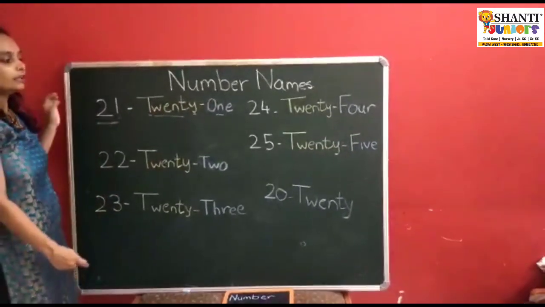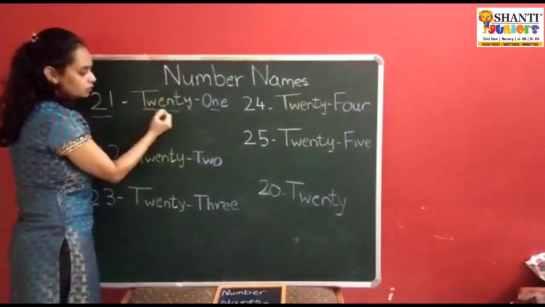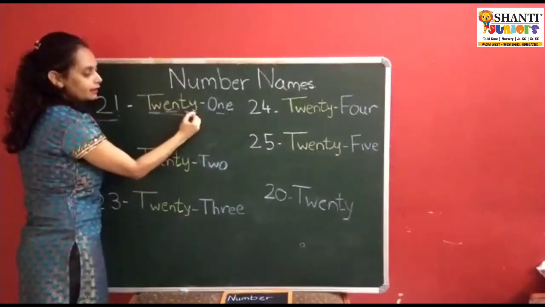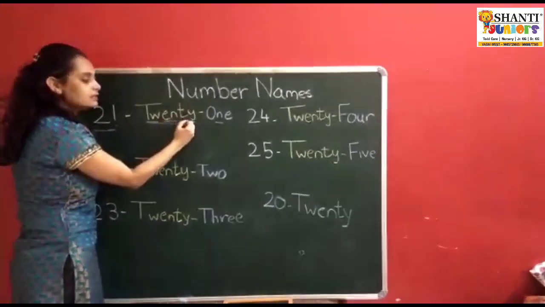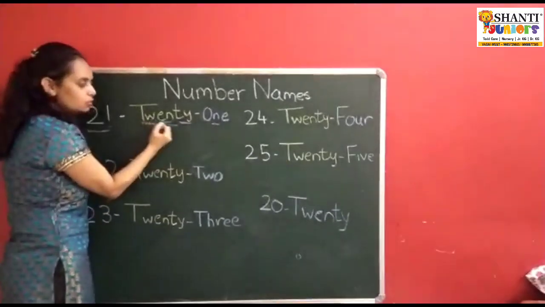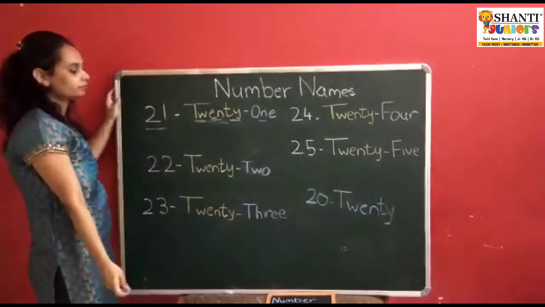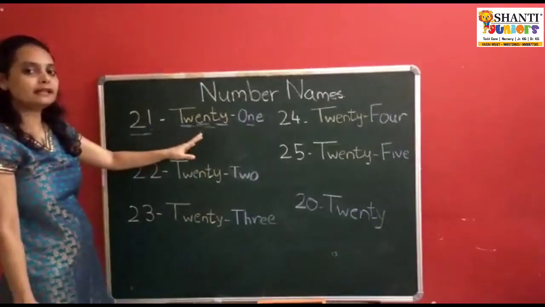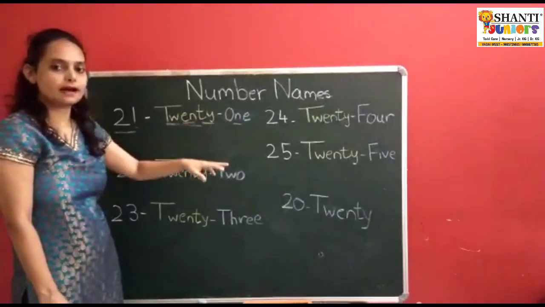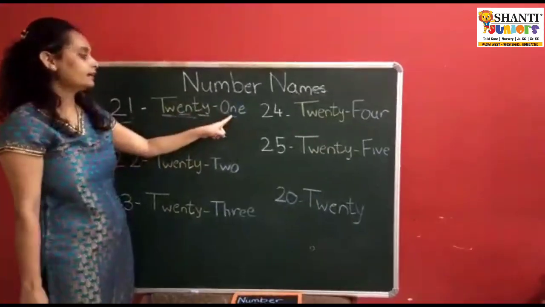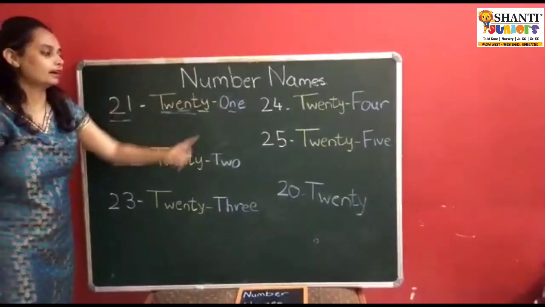T-W-E-N-T-Y. 20. If you are not able to learn, children, take two parts, okay? You can learn like this also. T-W-E-N-T-Y. 20. Very simple. So you can break the spelling and learn it. T-W-E-N-T-Y. It becomes 20. And then it comes 20 and then 1, because we are learning 21.